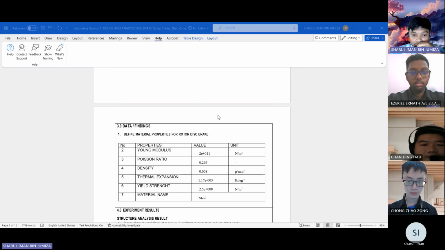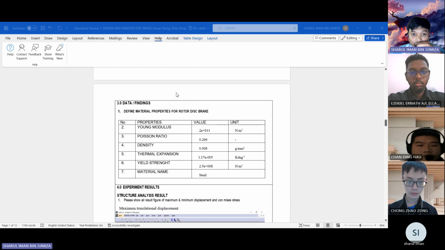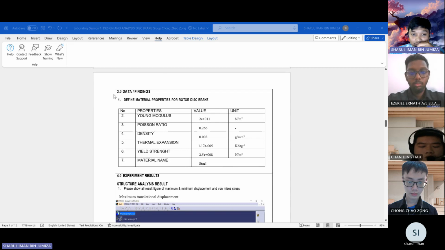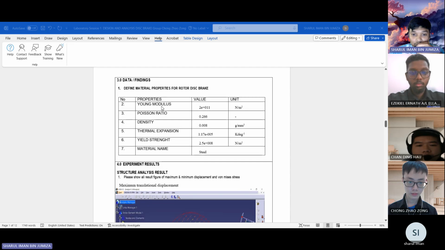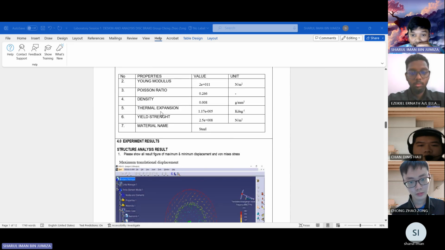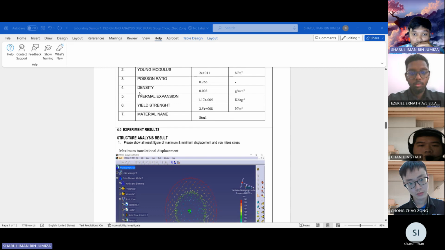Hello, my name is Sharul Iman bin Jumiza. My metric number is 0921000829. Okay, first I will conclude the data findings. This is the material property for the steel. From the material, we got Young's modulus 2E+11 Newton per meter square, Poisson's ratio 0.266, density 0.008 gram per meter cube. Thermal expansion for the steel, we got 1.17E-05 per kelvin. And for the yield strength, we get 2.5E+08 Newton per meter square.